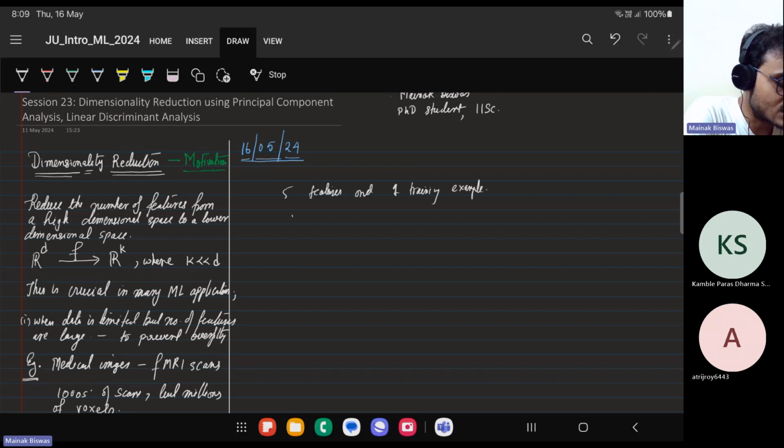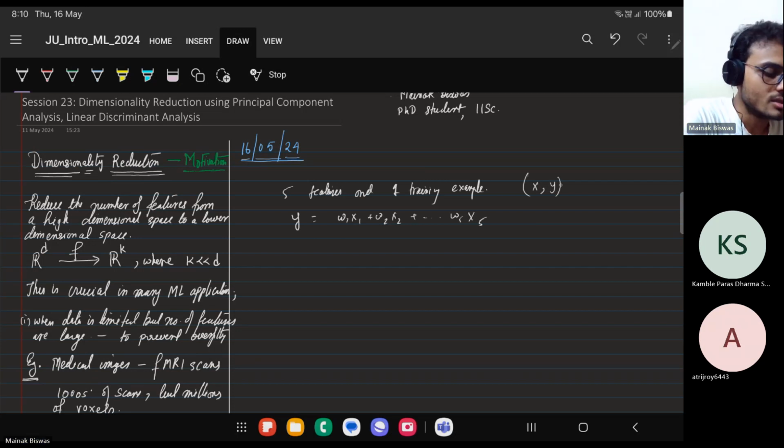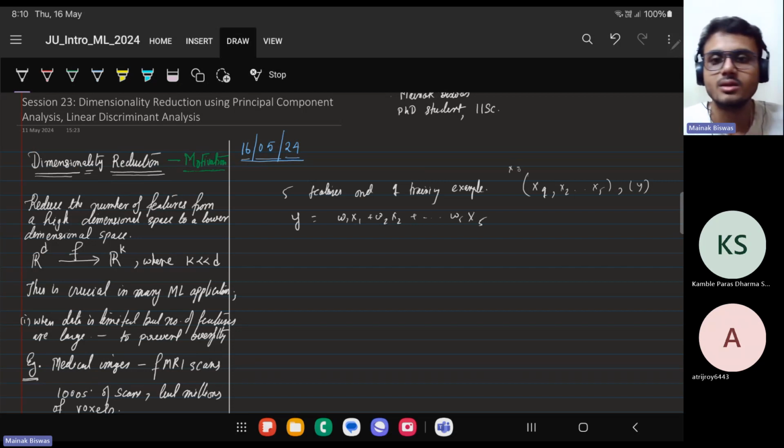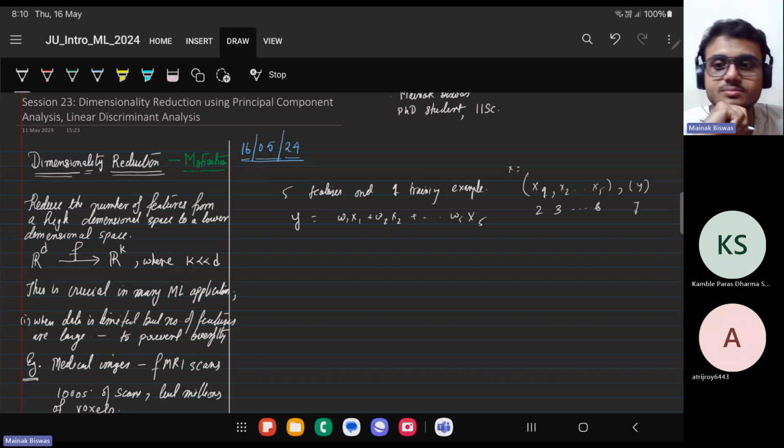And if you want to model this data, y equals w1 x1 plus w2 x2 plus w3 x3 and so on up to w5 x5 plus w0. Or even if I remove w0 for the time being, you can easily do it, right? So if you're given one training example x comma y, where x1 to x5 are the features, and you're given the target label for this training example. For example, you're given 2, 3, 6 and your y is, say, 7.